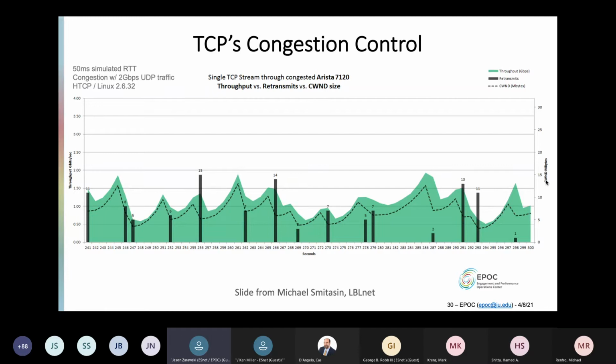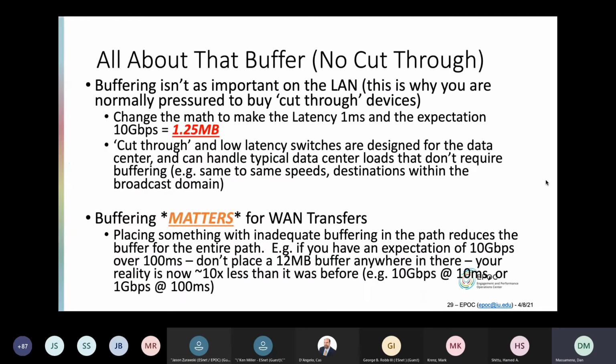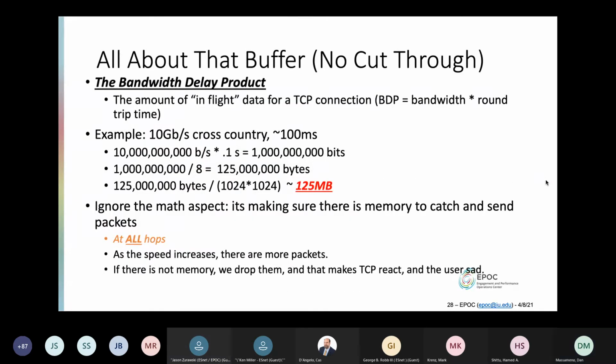Good afternoon. I do have a question. You mentioned about 125 megabytes of buffer. I think you were saying 10 gigabits per second on a cross-continental link. Or was that your example, 100 milliseconds? Yep, this is just to make the math easy. If you're going about 100 milliseconds, which is roughly across the country, and if you had any expectation of getting 10 gigabits per second, you would need to have that much memory available at each hop.